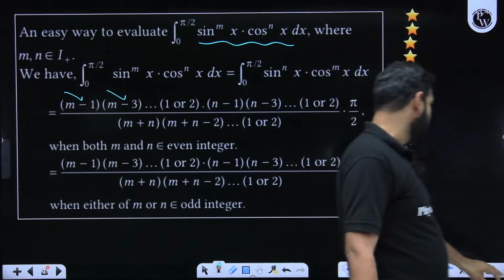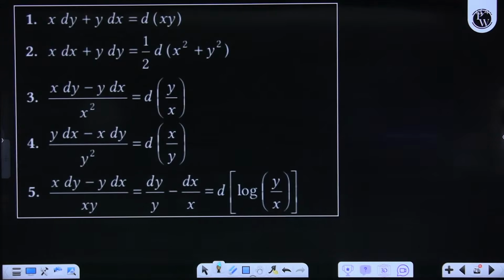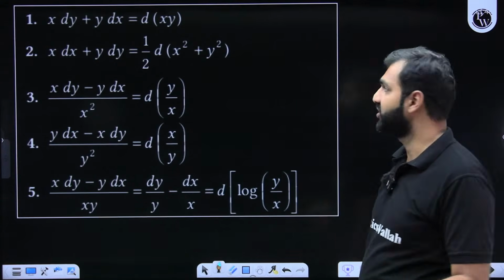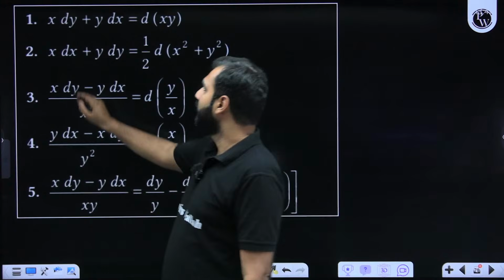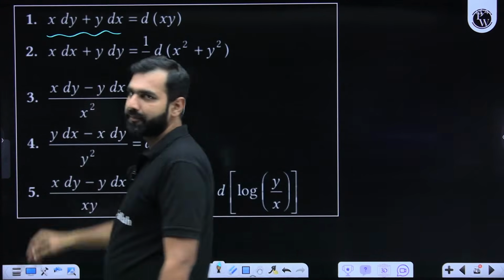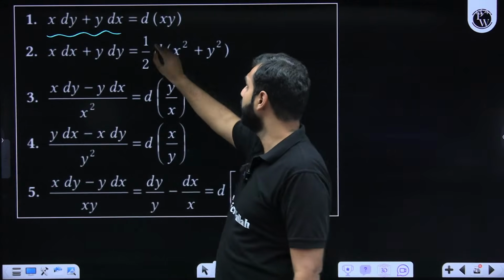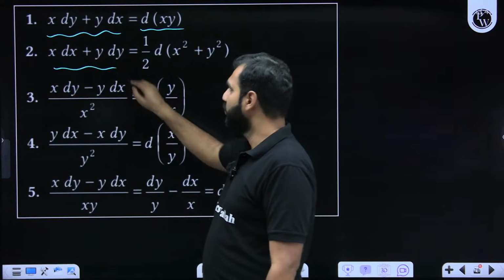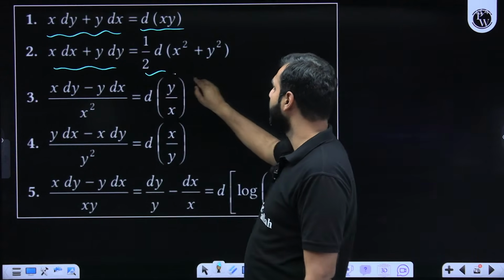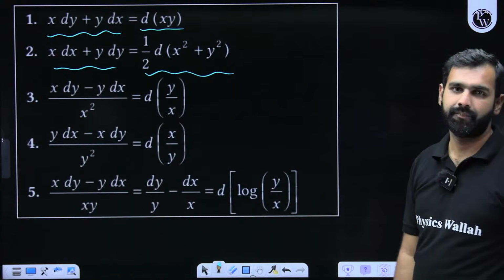With that, when I move ahead with the next part, what do we see? We see some exact differential equations. Whenever you see x dy plus y dx, you can replace it by d(xy). Whenever you see x dx plus y dy, you can replace it by half d(x square plus y square).